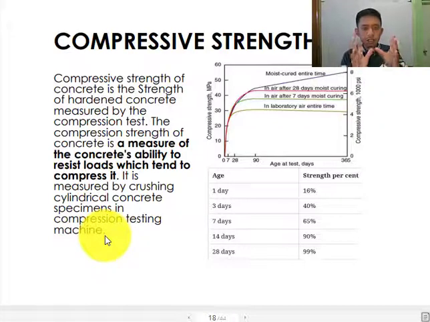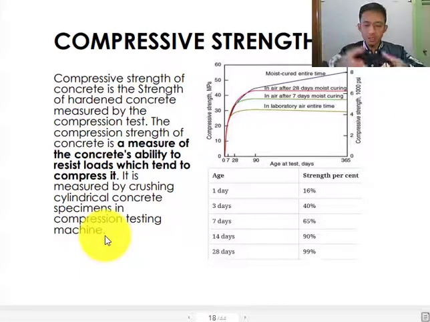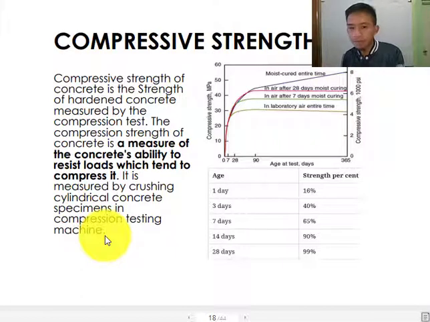So these are the samples. These are what we call the samples. Okay, that is in the shape of a cylinder. You have that in this height and you have that in this diameter. So that is the standard size of this cylinder to be tested. So that is being cured on site.